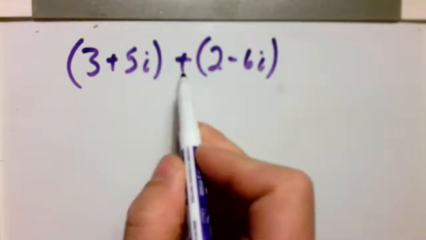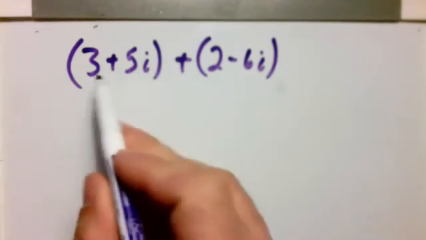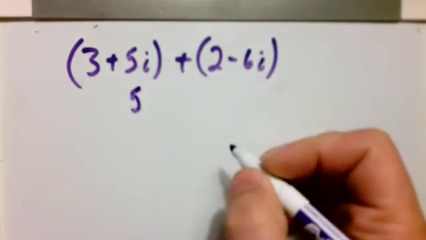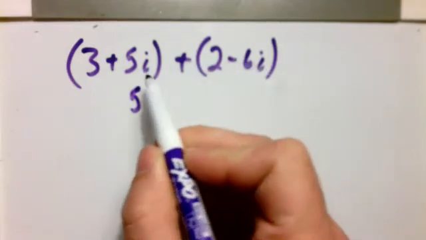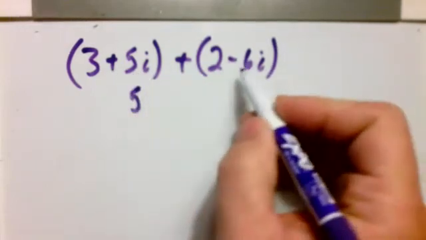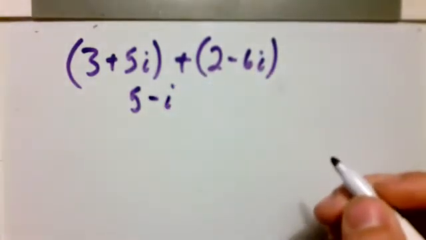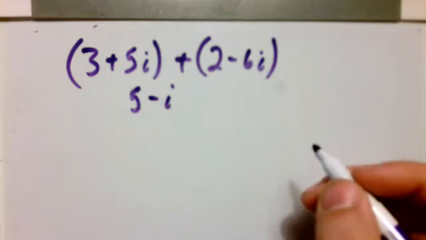Well, this is just addition, right? So all I'm going to do is add the real parts. So 3 and 2 is simply going to be 5. And then I can combine the imaginary parts. So positive 5i and negative 6i is going to be negative 1i. And it truly is that simple. Again, you're just combining the reals, combining the imaginaries.